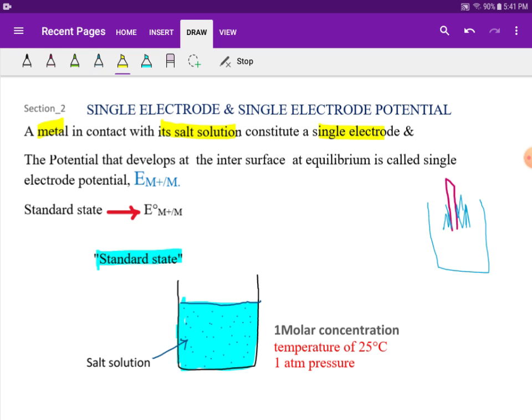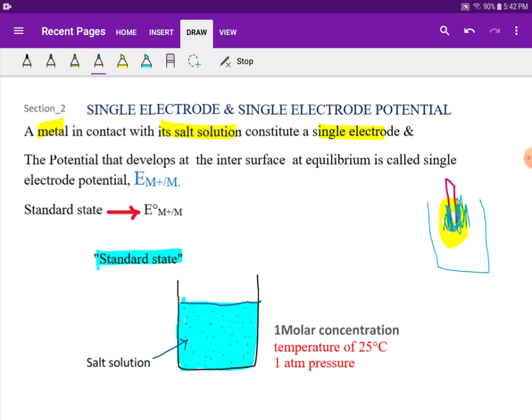Because of the tendency of the metal to lose or gain electrons with respect to the metal ion, an electrical double layer develops due to the accumulation of positive and negative charge at the vicinity of the interface of the metal and the salt solution. There is an accumulation of opposite charges at the interface.